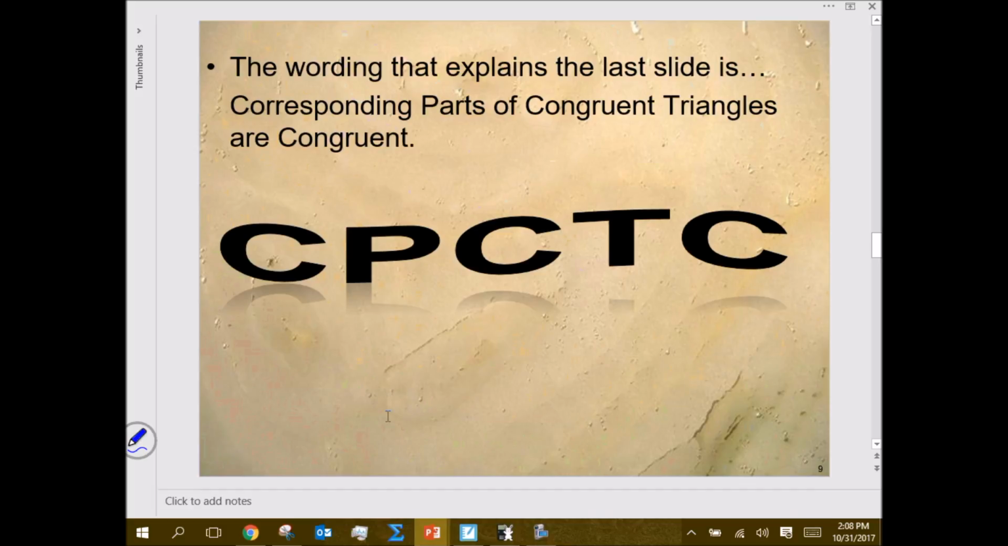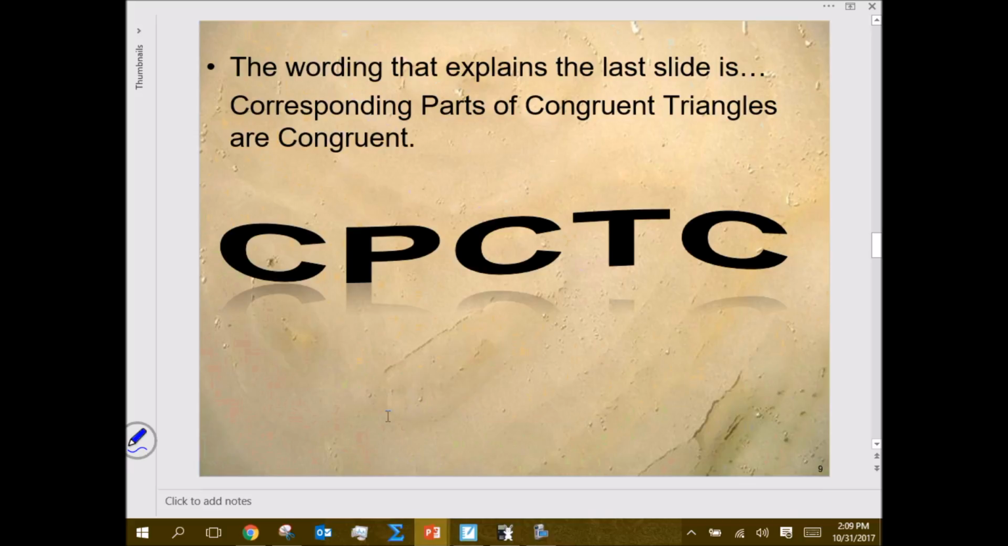Now, it's a long wordy thing that nobody ever likes to say out loud several times. So the phrase is: corresponding parts of congruent triangles are congruent. Corresponding parts mean matching parts, right? Parts that lay on top of one another, of two triangles that are congruent. So the triangles we start with have to be congruent. Matching parts that come from congruent triangles are also congruent. Does that make sense? Yeah.